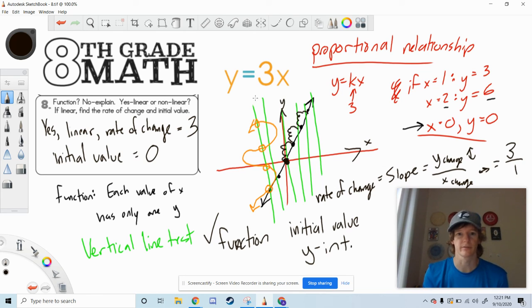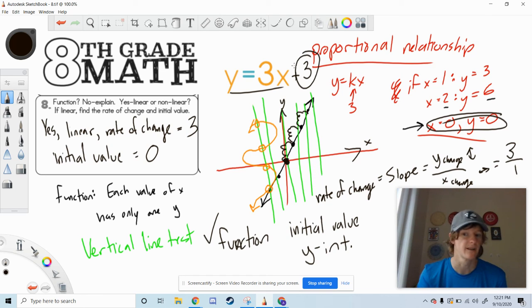All proportional relationships, the initial value is 0, because it goes through 0, 0. If this said maybe plus 3, well, now our initial value is 3. That would be our b, because these are in y equals mx plus b. That would be our b, which would be our initial value. But in this case, we don't have one. It's technically plus 0. So it's 3x plus 0, our initial value then is therefore 0.